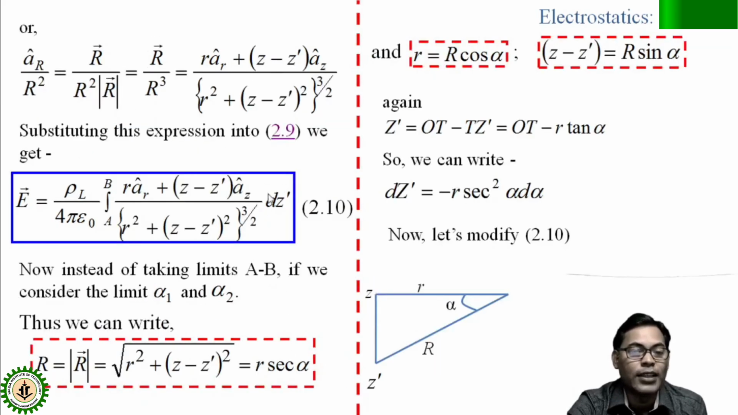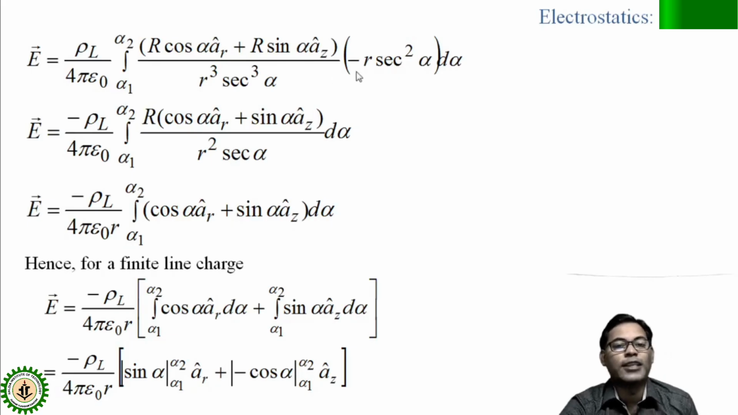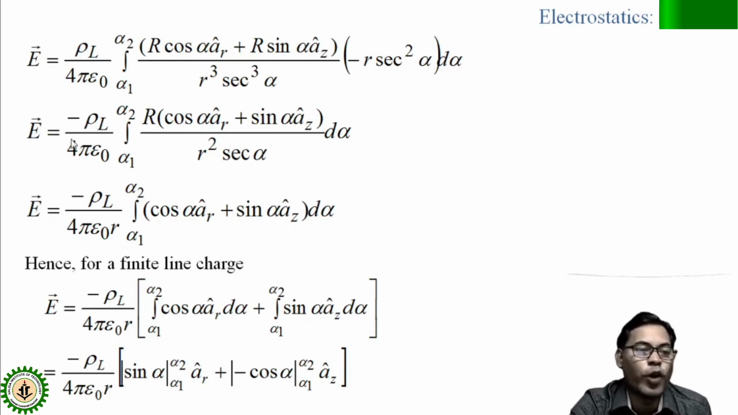Now you see that the expression dz prime is minus r sec square alpha d alpha. So here we have written this minus r sec square alpha d alpha. So minus is taken outside, so minus of rho L by 4 pi epsilon naught integration alpha 1 to alpha 2, capital R cos alpha AR, because R is taken common, plus sin alpha AZ, divided by here r cube, so cancel out. So here you will get r square sec square alpha by sec cube alpha, so we will get sec alpha and d alpha. So this is the expression we got.